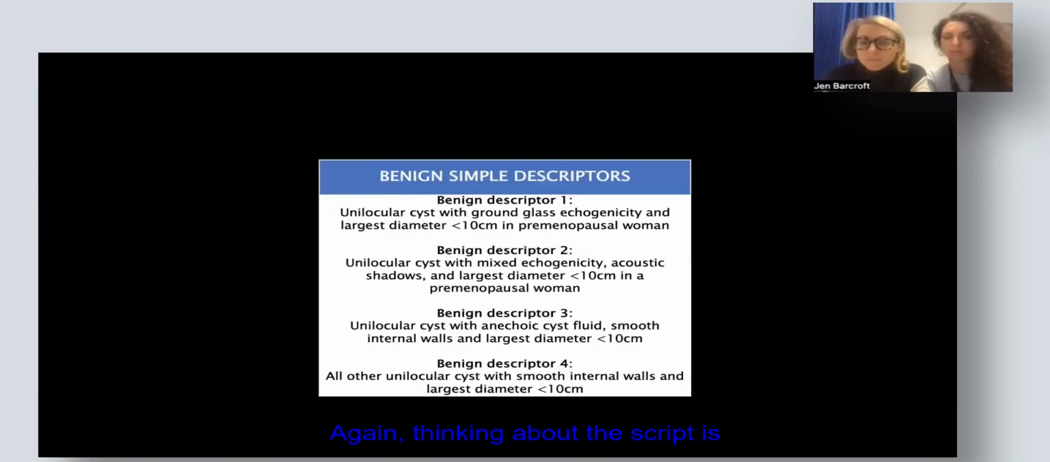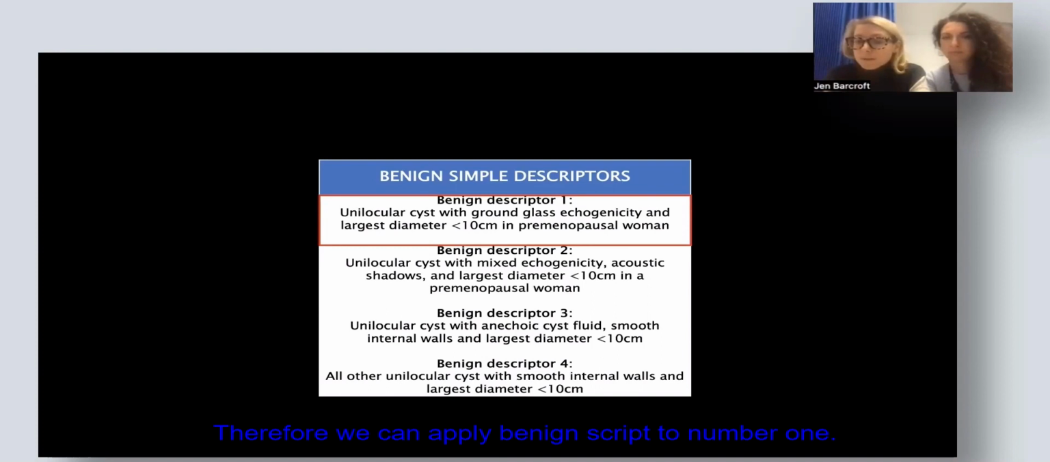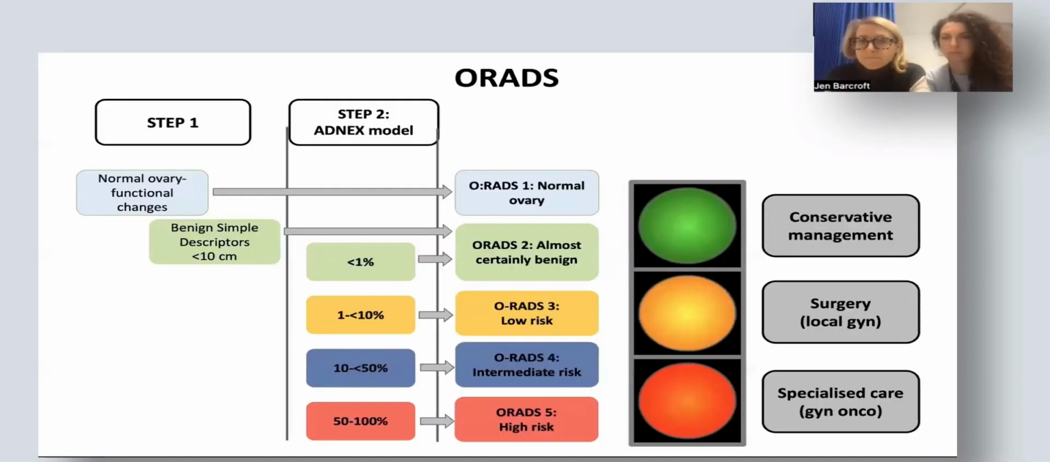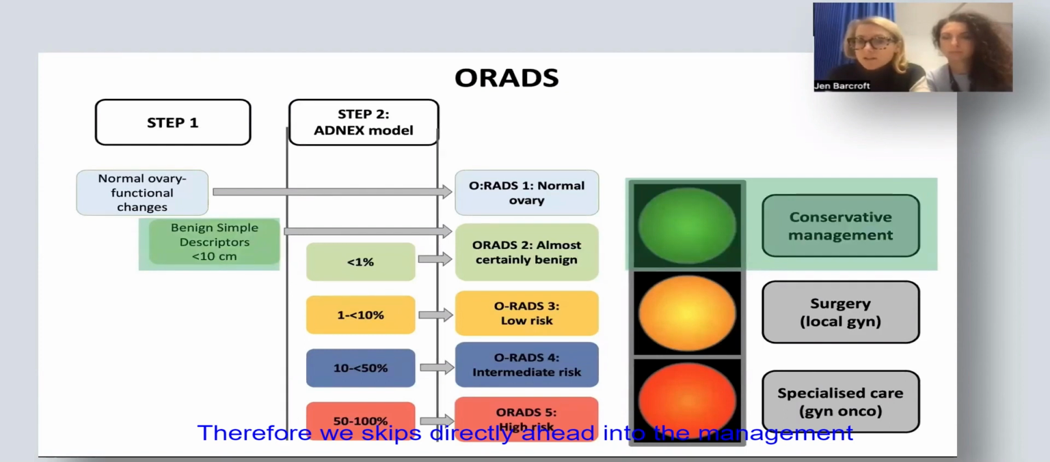Again, thinking about the benign descriptors, do they apply in this case? So we've got a premenopausal lady, we've got a cyst less than 10 centimeters, and we've got a unilocular cyst with ground glass echogenicity. Therefore, we can apply benign descriptor number 1. Now, this would typically be called an endometrioma, which is not the terminology used in the benign descriptors here. So, applying the two-step strategy, step 1 applies. Therefore, we skip directly ahead into the management strategy, looking at the flow chart, and this is felt to be almost certainly a benign mass.